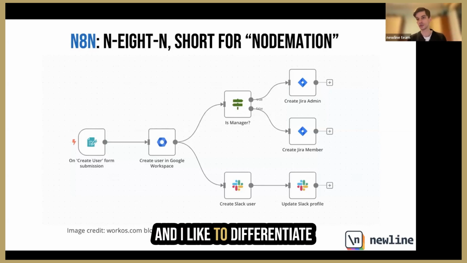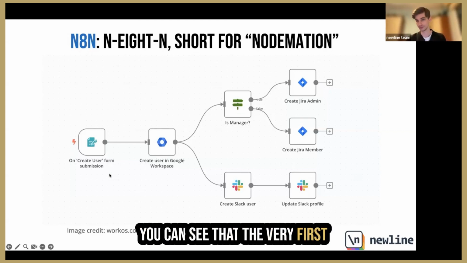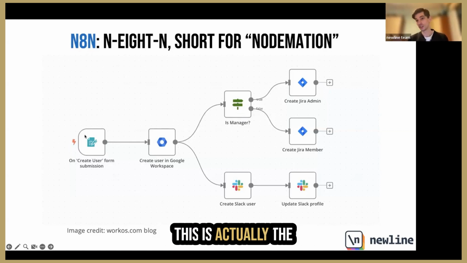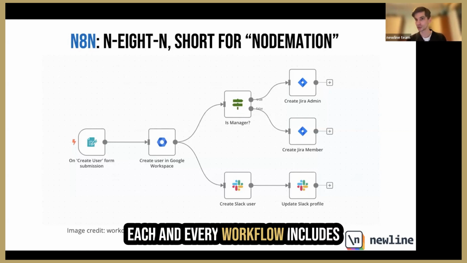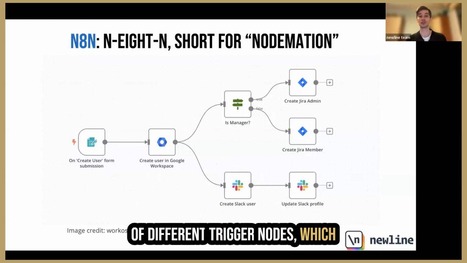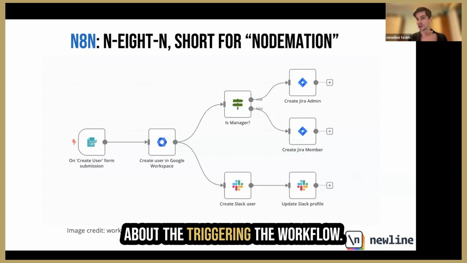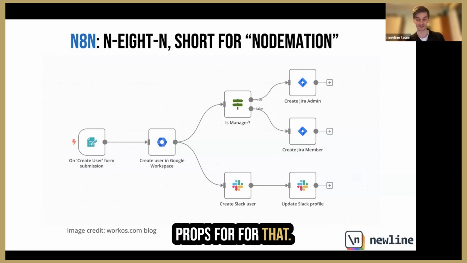And I like to differentiate three main types of nodes. There are trigger nodes, there are action nodes, and there are helper nodes. Let's start from the trigger node. Right now, you can see that the very first node that has the lightning symbol next to it, this is actually the trigger node. Each and every workflow includes a trigger node inside. Thankfully, N8N has a large variety of different trigger nodes, which might satisfy any of your ideas about triggering the workflow. Props for that.